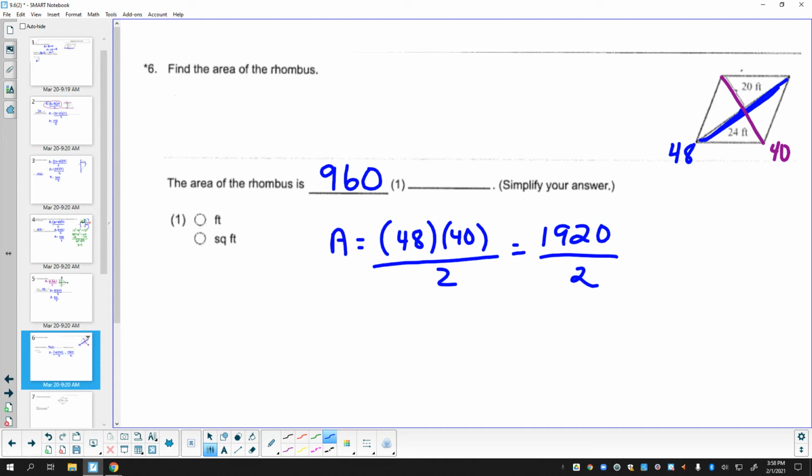Again, anytime we are doing area, it's going to be feet squared, or in this case, square feet. So make sure that you're picking the right label for that. In Math Excel, that's going to be a drop-down menu.